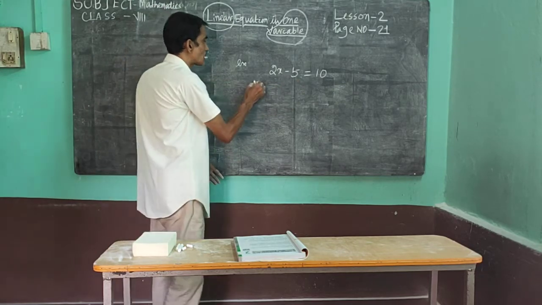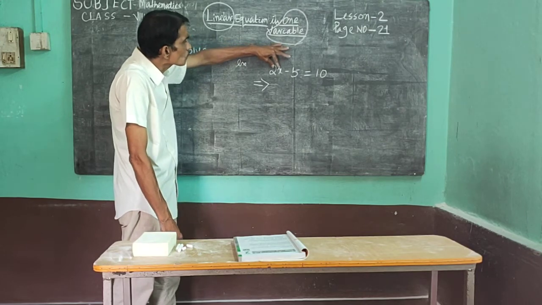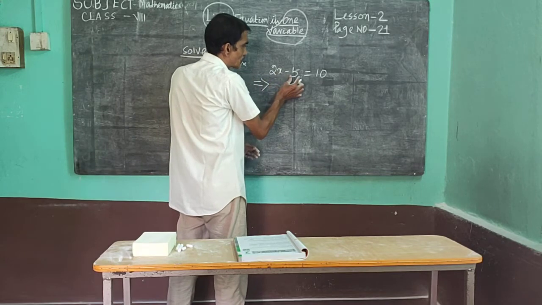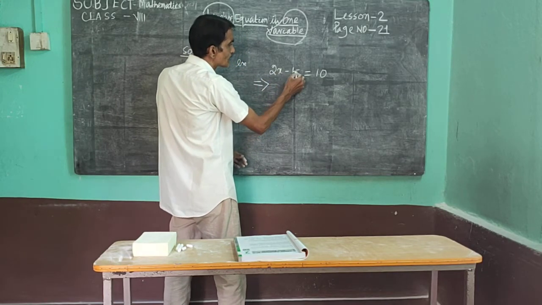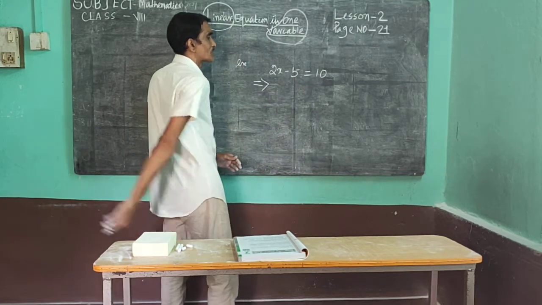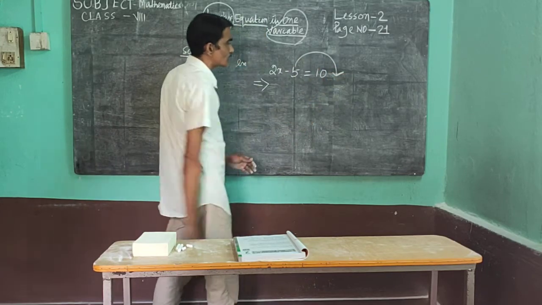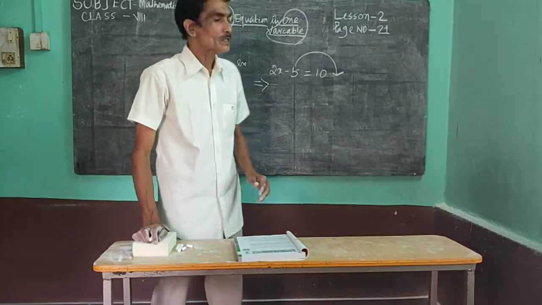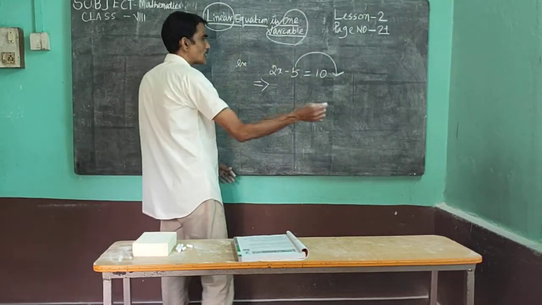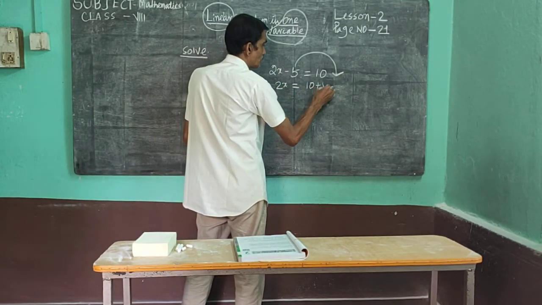So what is the method of transposition? It changes the sign. Just look at the number other than the variables. Other than the variable, I am getting minus 5 here. So I will take that minus 5 to the RHS. This is your left hand side and this is your right hand side. So I will first move this minus 5 to the RHS. We should follow the rules: if any negative number goes to that side, it will get the positive sign. That is the method of transposition. So 2x is equal to 10 plus 5.